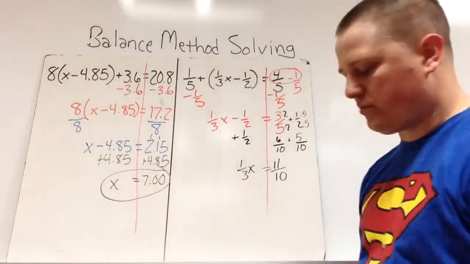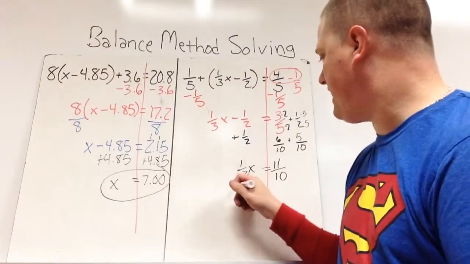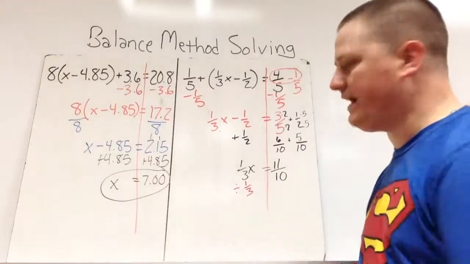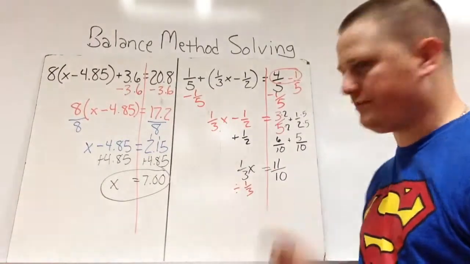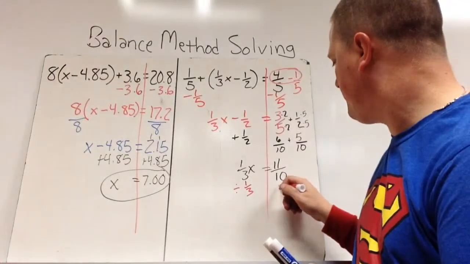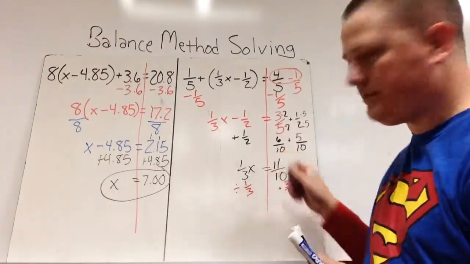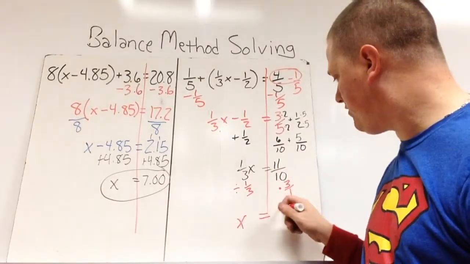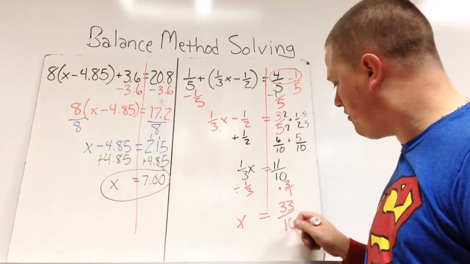Okay? Since we're multiplying here, we're going to want to divide by 1/3. But division by a fraction doesn't help us very much. So on the other side, I'm going to multiply by the reciprocal. So I'm going to multiply by 3 over 1. Then it's going to be top times top, bottom times bottom. X is 33 over 10.